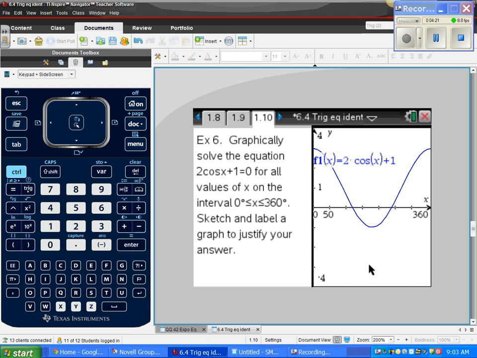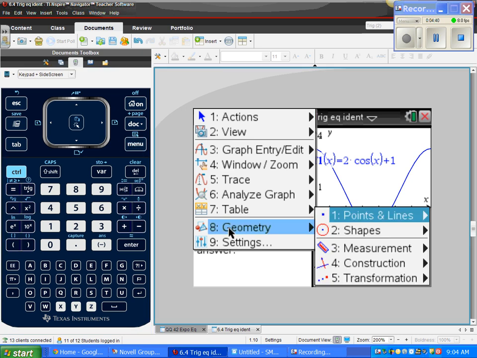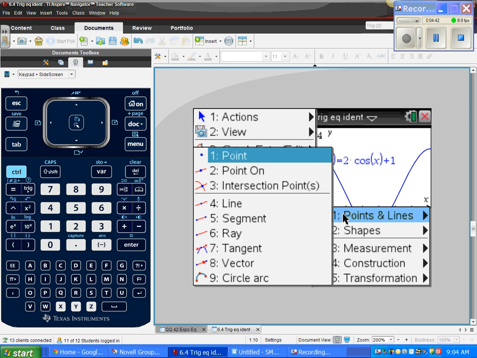Okay, so again, where do I find my solutions? Where it intersects the x-axis. Good. How do I get those? Good. We can use point on. How do I use point on? Menu. No. Geometry. Points and lines. They changed it from last year. Points and lines. Okay. Now what?